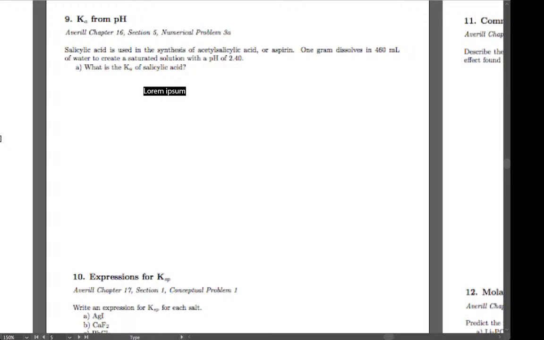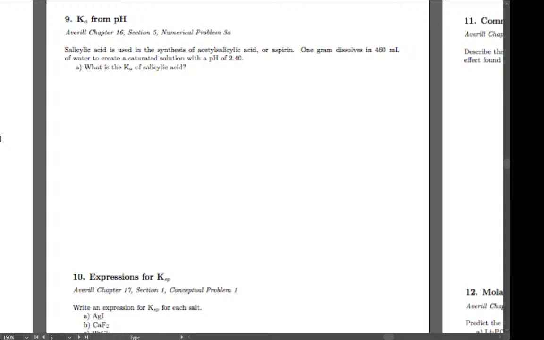So first we try to find what is the 1 gram dissolves in 460 milliliters of water to create a saturated solution. So I believe this talks about salicylic acid. So what's salicylic acid? Let's just Google that. There's a bit of a cycle of benzene, I believe, because it's salicylic, which in this case is true.